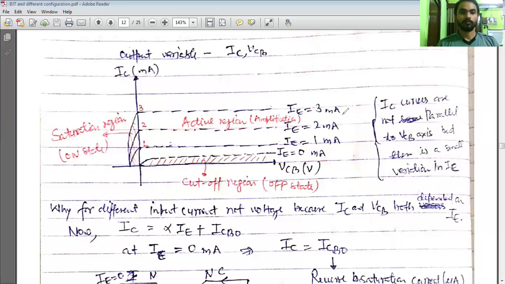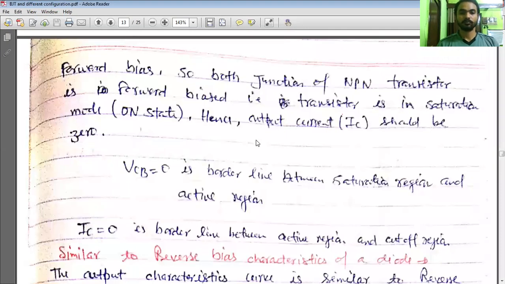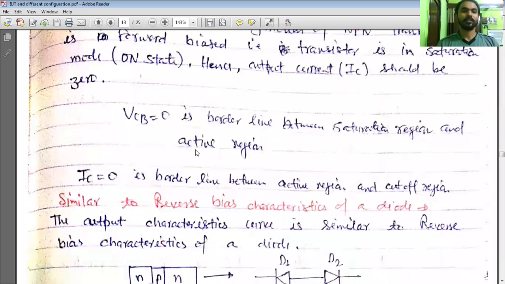Okay, I hope we are at the end of the lecture. So you can see that the VCB is in the borderline for the saturation region and the active region. VCB is 0 volt, and IC = 0 is the borderline for the active region and the cutoff region.